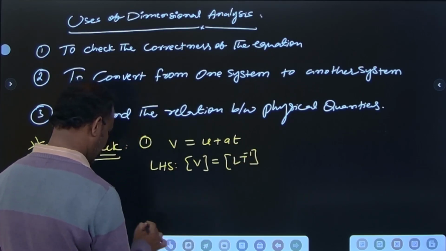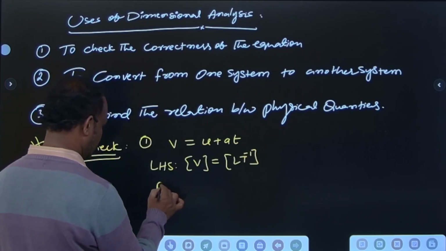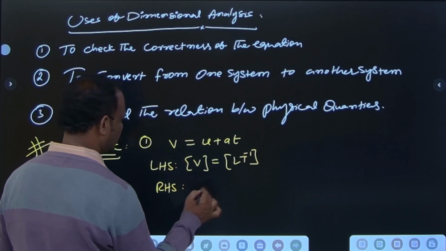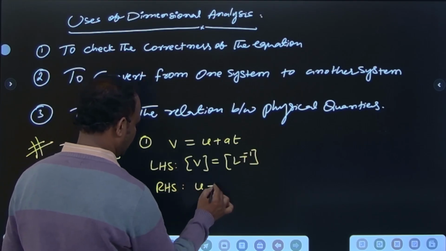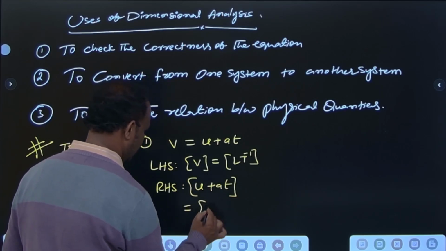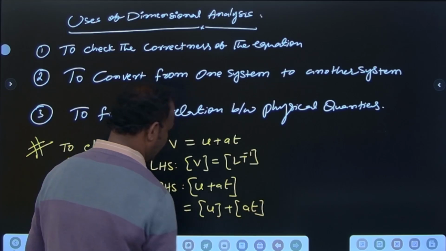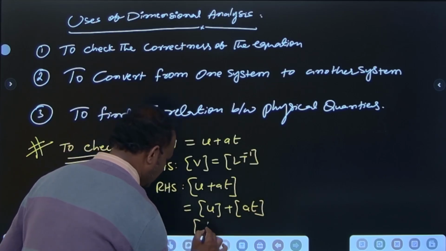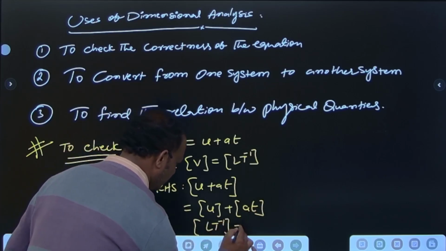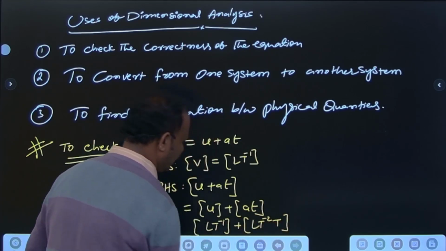So the dimensional formula for the RHS side, I'm taking on this. RHS is u plus at. I need to get its dimensional formula. How should I get it? Dimensional formula of u plus dimensional formula of at. The dimensional formula of u is LT^-1, plus a is LT^-2, and the dimensional formula of t is T.